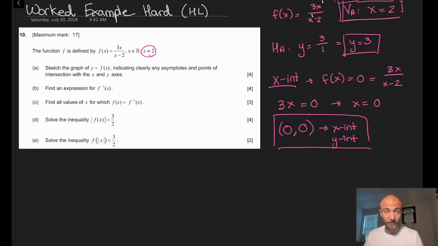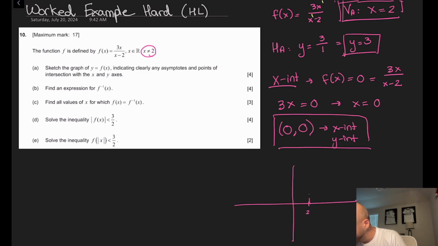Okay, so we've got all of our intercepts down. We have all of our asymptotes down. Now we can sketch. I'm going to draw a set of axes here. There we go. And let's start labeling some stuff. We know that the vertical asymptote happens at x is equal to 2. So I'm just going to plug in a 2 here.